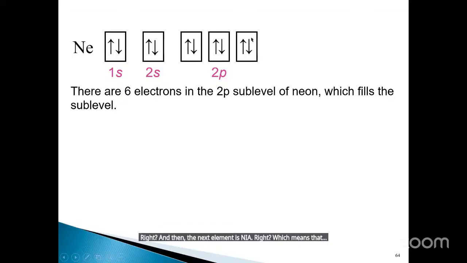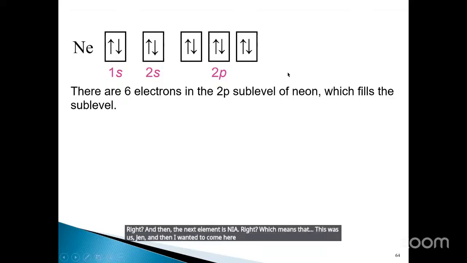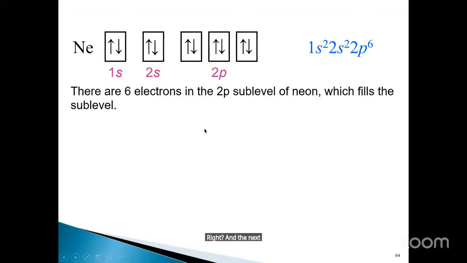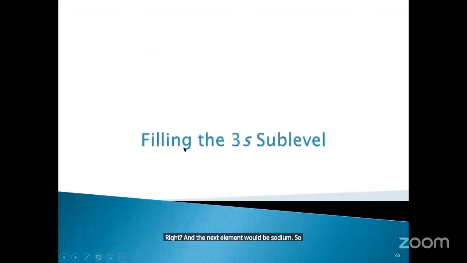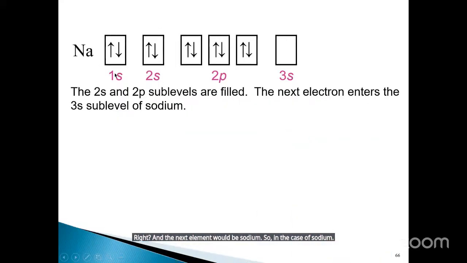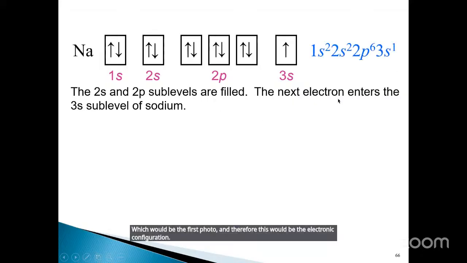This was oxygen, and then you add 1 electron here, and that is neon, and therefore this will be the electronic configuration of neon, all right? And the next element will be sodium. So in the case of sodium, we have this already for neon. To get from neon to sodium, we add an electron. That electron cannot go into any one of these, so it will go into the next higher orbital, which would be the 3s orbital, and therefore this will be the electronic configuration of sodium, right?